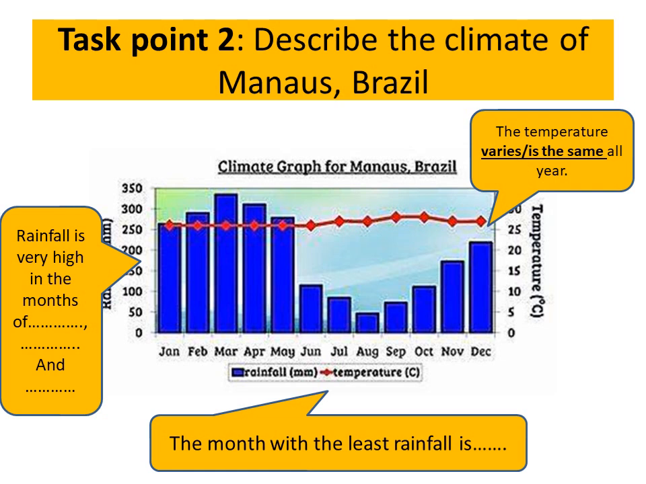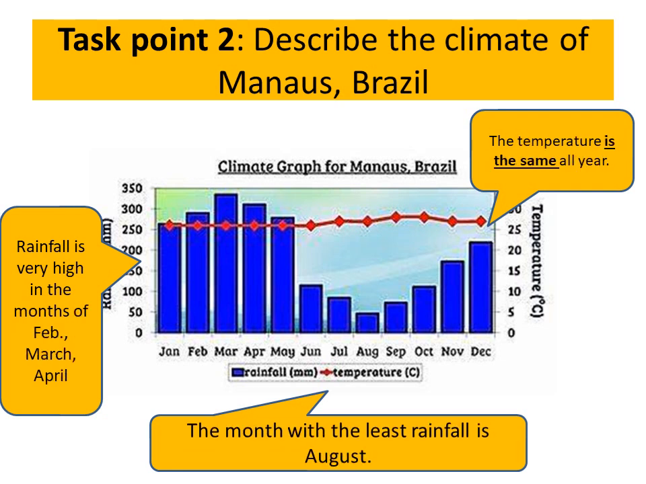Right, Year 7, let's have a look at how you got on at completing those activities. So you can see on the screen now you've got the answers from those speech bubbles. So the temperature is the same all year round for your first speech bubble. Rainfall is very high in the months of February, March and April, you should have as your answer. And the month with the least amount of rainfall is August, with just 50 millimetres of rain.